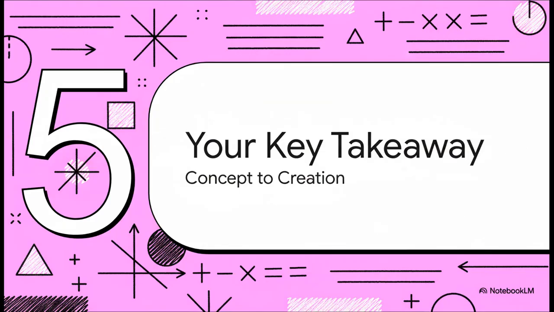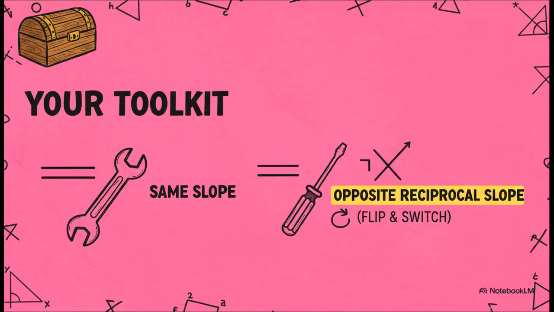So let's bring this all home. We've gone from just seeing these lines in the world around us to understanding the two simple math rules that define their relationship, and finally, to actually using those rules to create brand new equations from scratch. This is it. This is your toolkit. If you remember only one thing today, please let it be this. Parallel lines have the same slope. Perpendicular lines have slopes that are opposite reciprocals. Just remember our little mantra, flip and switch.